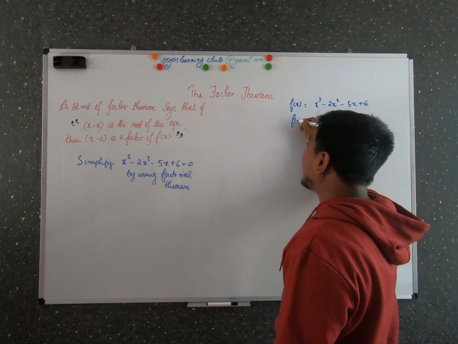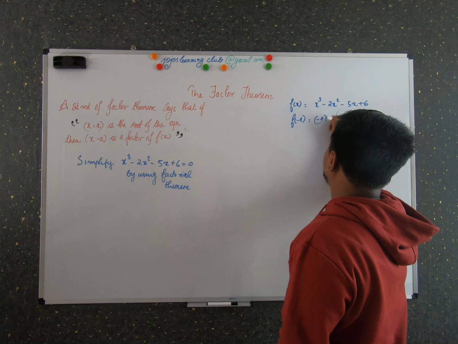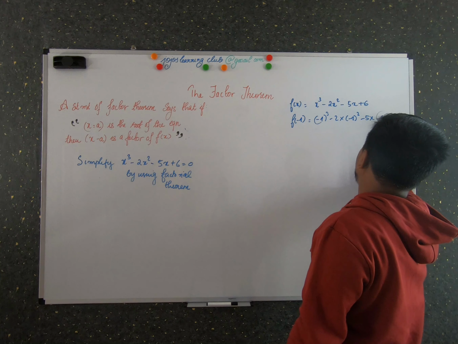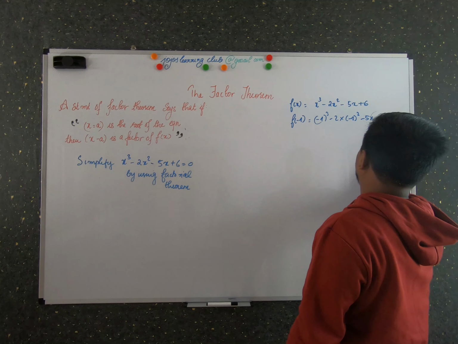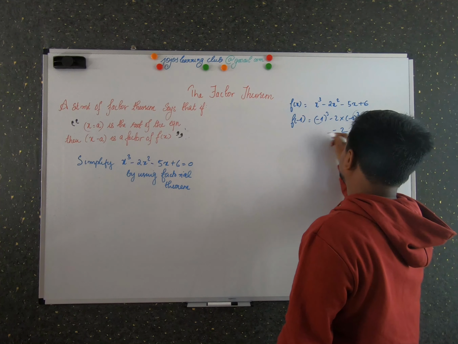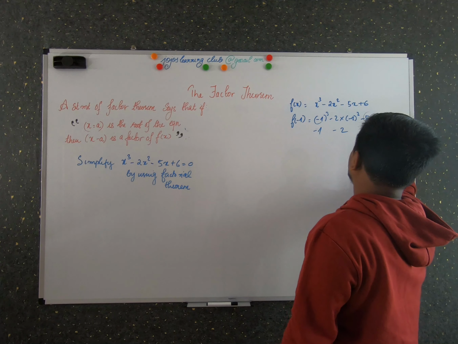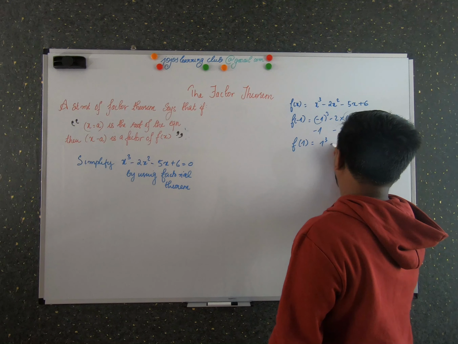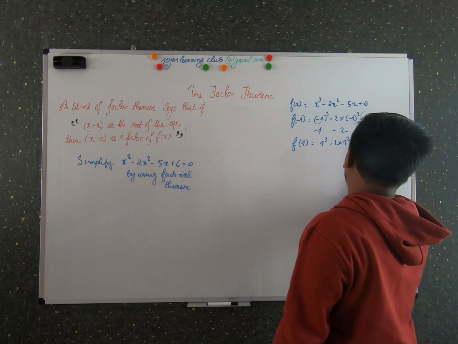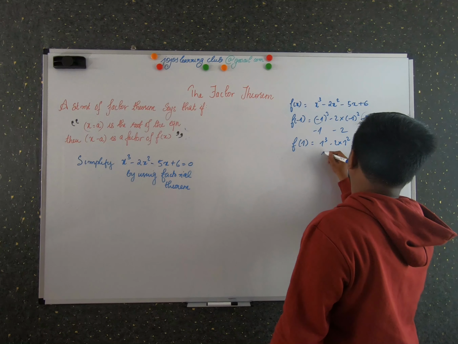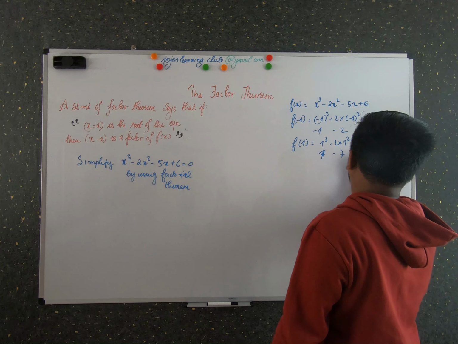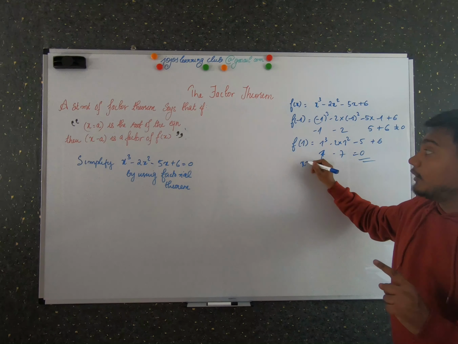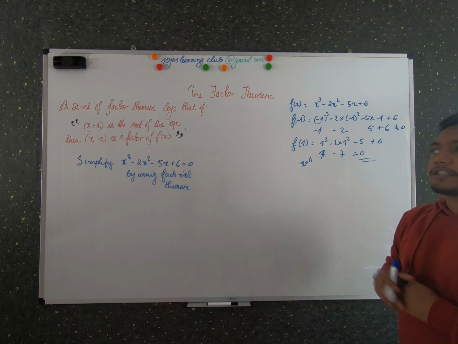So I'm going to try with minus 1 first. So minus 1 the whole cube, minus 2 into minus 1 the whole square, minus 5 into minus 1 plus 6. What is it? 5 plus 6, minus 2, minus 1. So you know that it is not equal to 0. Now let's check it with 1. So 1 cube minus 2 into 1 square minus 5 plus 6. So what is it? 1 plus 6 is 7 and 7 minus 7 is equal to 0. So now you know that x equal to 1 is one of the roots of this cubic equation.